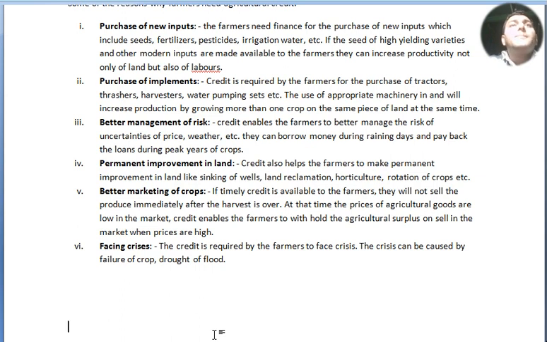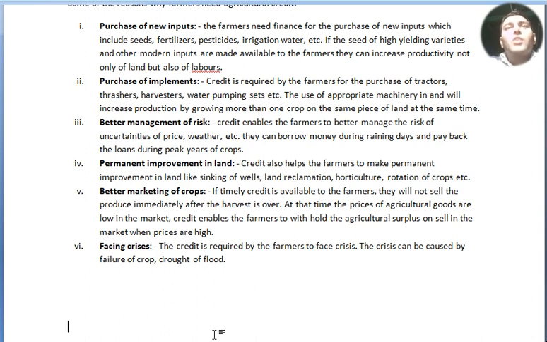Point number 3. Better management of risk. Credit enables the farmers to better manage the risks of uncertainties of price, weather, etc. They can borrow money during rainy days and pay back the loans during peak years of crops. Point number 4. Permanent improvement in land. Credit also helps the farmers to make permanent improvement in land like sinking of wells, land reclamation, horticulture, rotation of crops, etc.